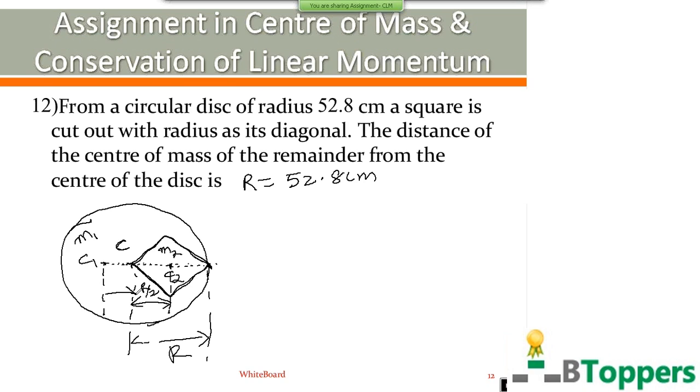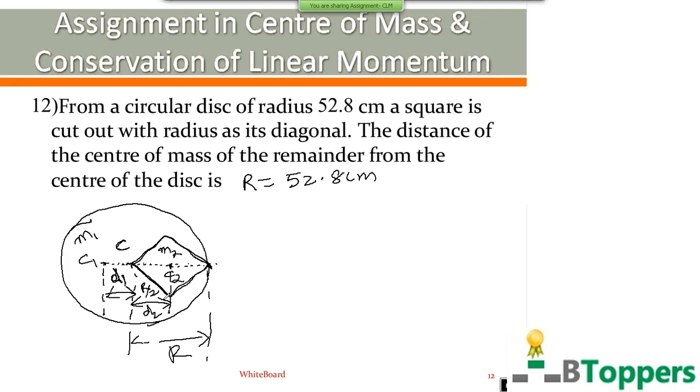C will lie in between C1 and C2. That means C1 lies to the left side of C. Let D1 be the distance between C1 and C, and D2 the distance between C2 and C. Here D2 equals R by 2.